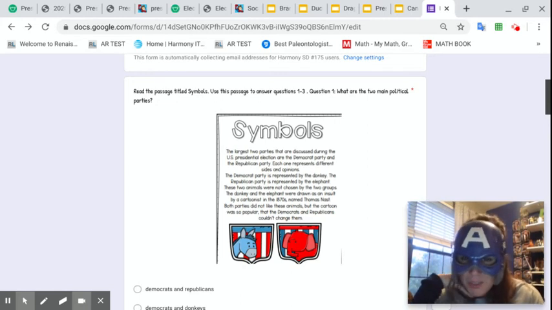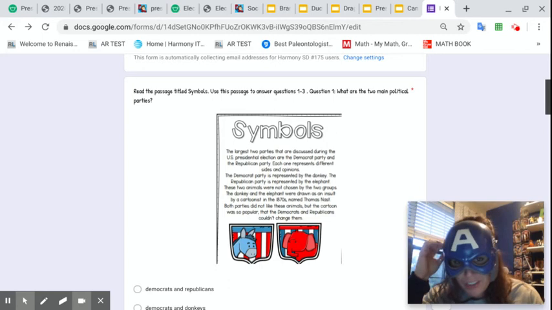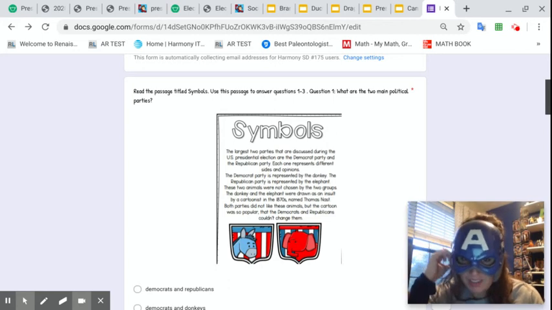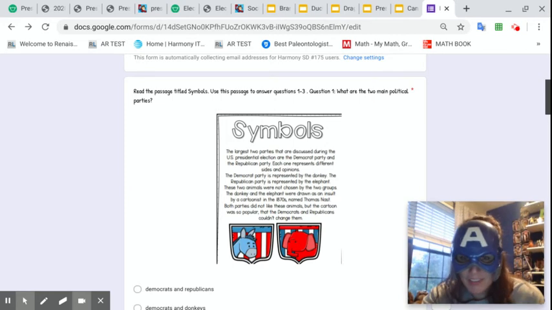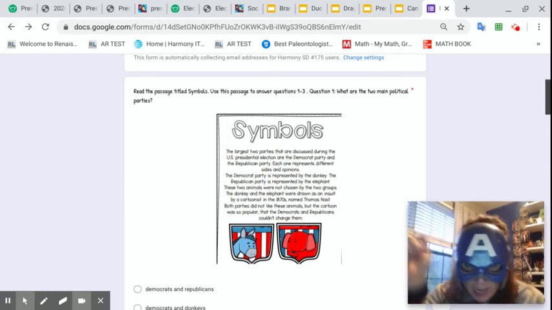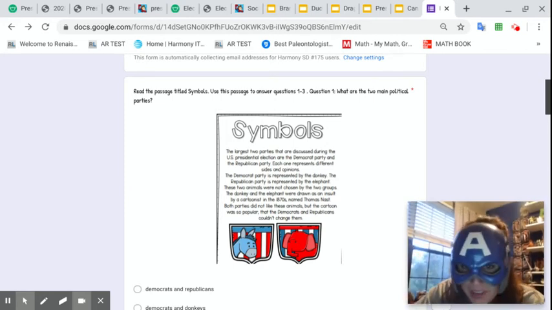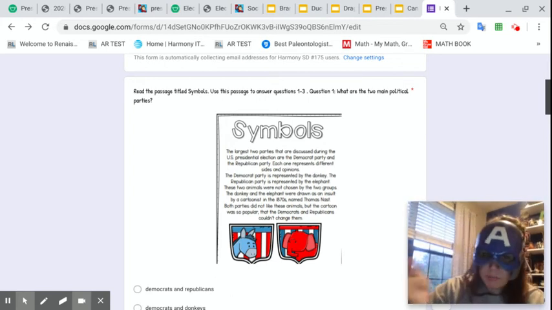These two animals were actually not chosen by these two different parties or groups. The donkey and the elephant were drawn as an insult by a cartoonist in the 1870s. Okay. This guy named Thomas Nast actually came up with these and they've just kind of stuck with them. All right. But the cartoon was so popular, the Democrats and the Republicans couldn't change them. Also, each one of these has a different color that represents them. One is represented by red and one is represented by blue.